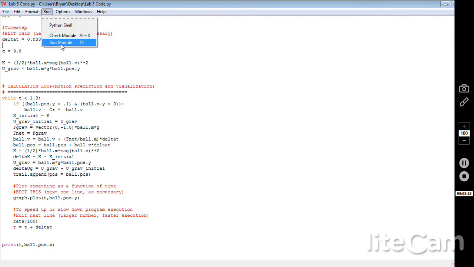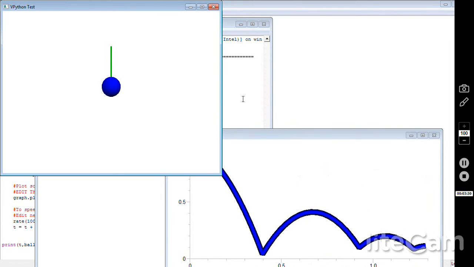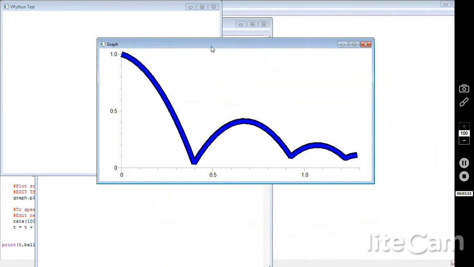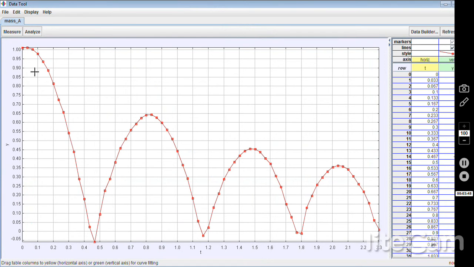So go ahead and run the module. As you can see, pretty quick, but you get that type of path where there's a little bit less than half, which is what you would expect for a coefficient of restitution of about 0.68. This looks very similar to the graph of the y motion that is obtained in Tracker. It's a little skewed because the axes are a little bit different. I wasn't able to model every single bounce within VPython because of, like I said, the frames at the end.